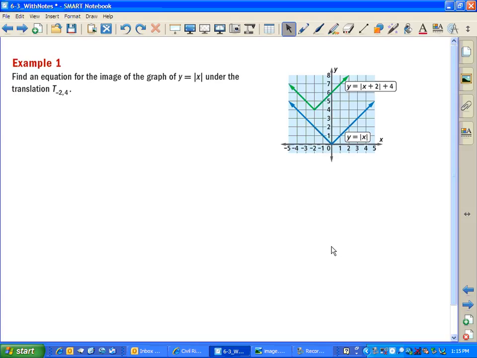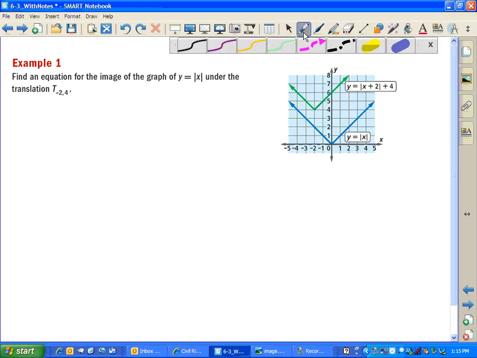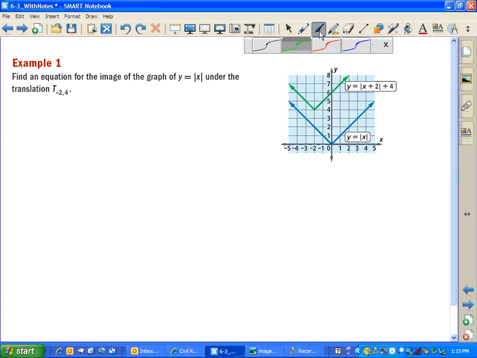Okay, welcome to example 1. Here we are, we're looking at finding an equation for the image of the graph of y equals the absolute value of x under the translation t negative 2, 4. The one thing to notice here is that figuring out what the question is asking is really the hardest part here. What we're doing, we're starting with a graph of y equals the absolute value of x.